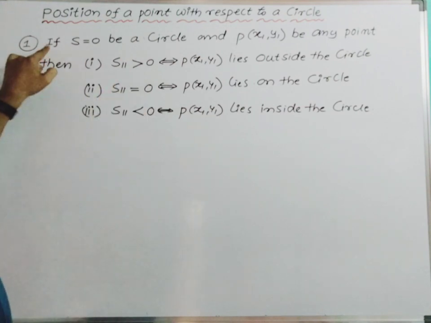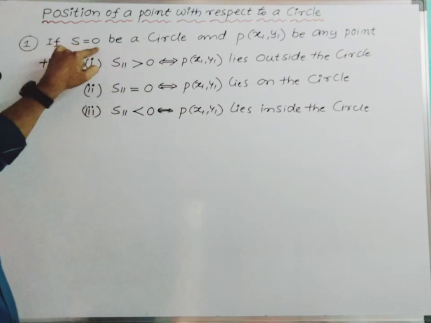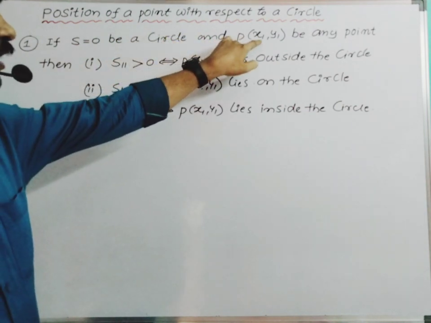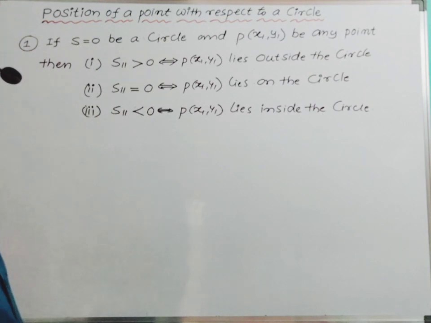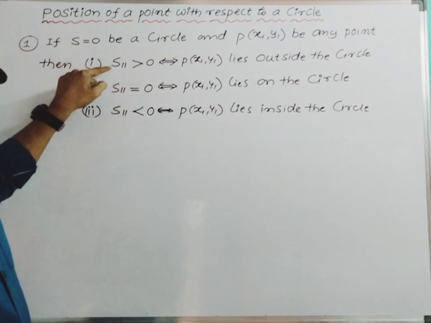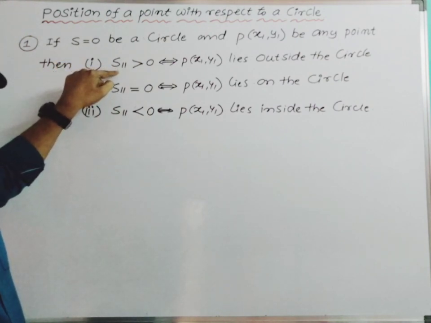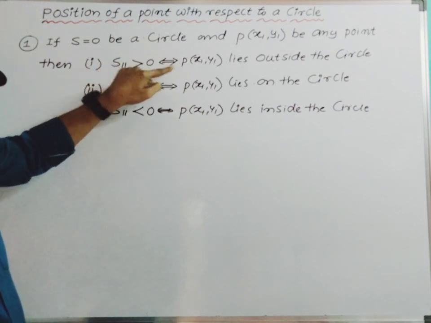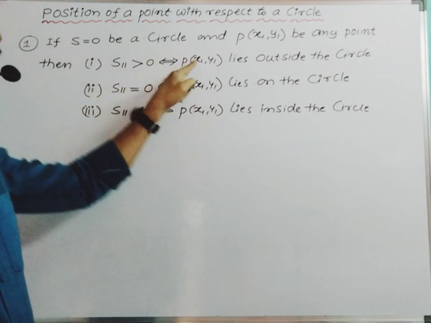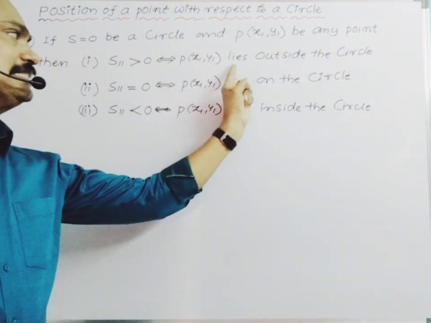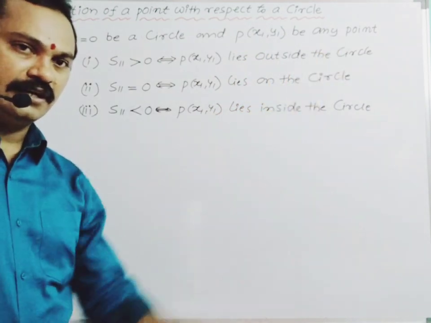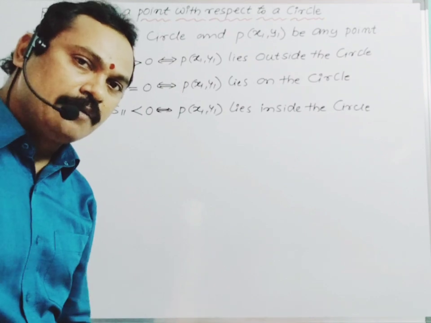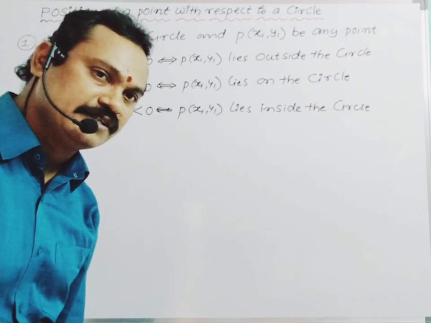Suppose S equals 0 is a circle and P(x1, y1) is any point. If S11 is greater than 0, then the point P(x1, y1) must lie outside of the circle.